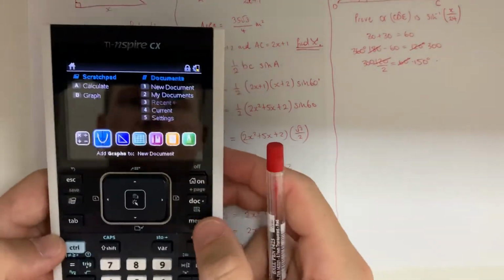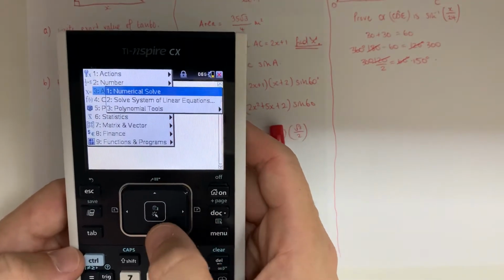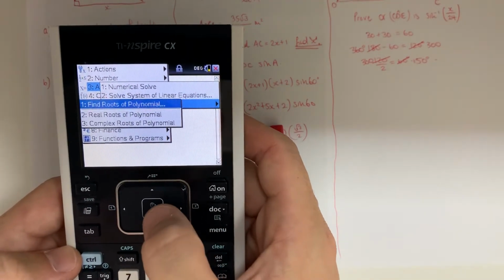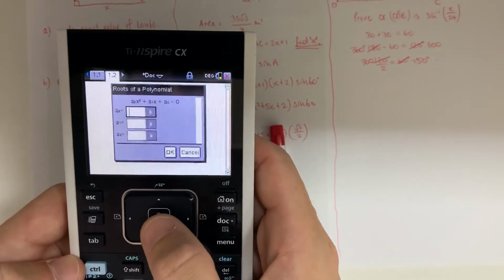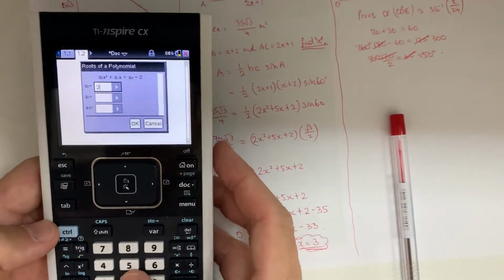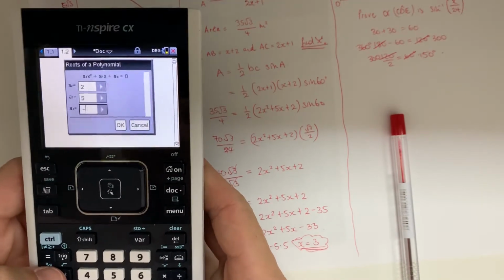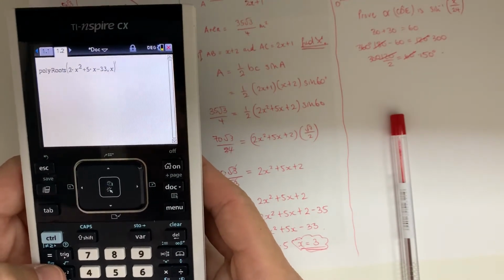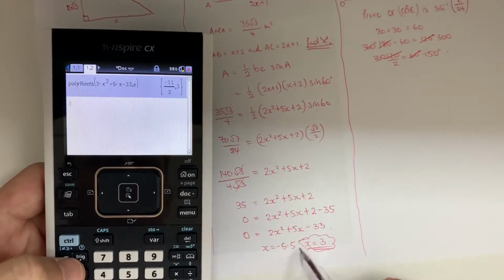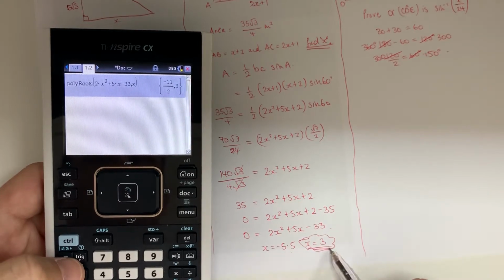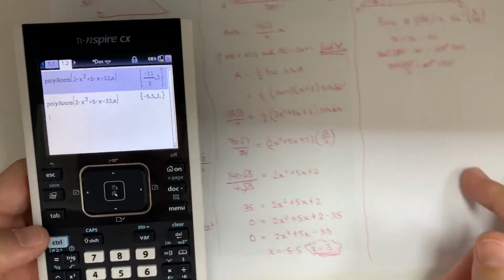Another way you could solve it using the GDC is menu, algebra, solve, polynomial tools, find the roots of the polynomial, and then I would put in that 2 is that one, 5 is that one, and negative 33 is that one. And there you can see it's negative 11 over 2, and 3. Negative 11 over 2 is negative 5.5, and 3. You can see the fraction to decimal. So there's a few ways.